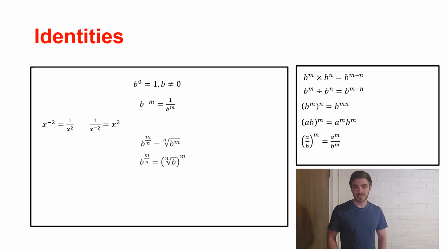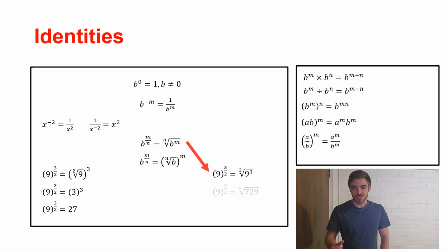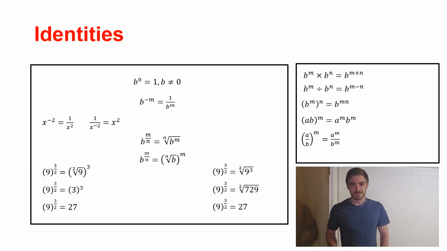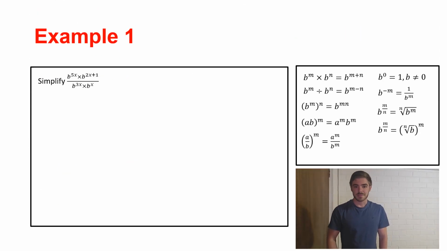Lastly, fractional indices can be rewritten as roots, where the denominator of that fraction is the order of the root, and the numerator of that fraction is the power. You can write these in any order that you like, but usually the second representation is the easiest. For example, it's much easier to square root 9 down to 3 and then cube that up to 27 than it is to cube 9 and then try to square root that down instead. From here, we'll start looking at some examples and then slowly raise the difficulty over time.